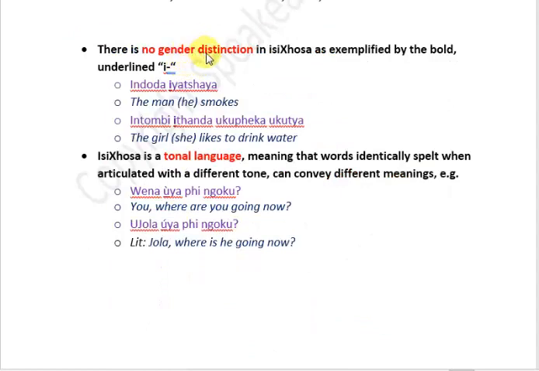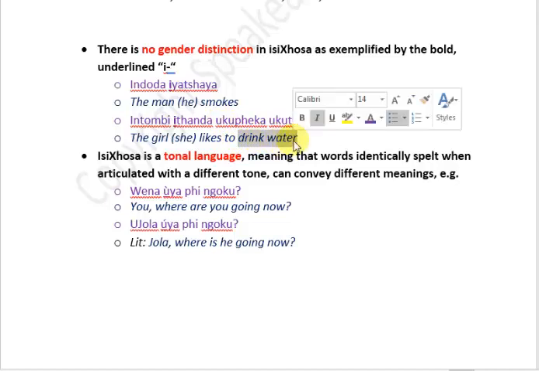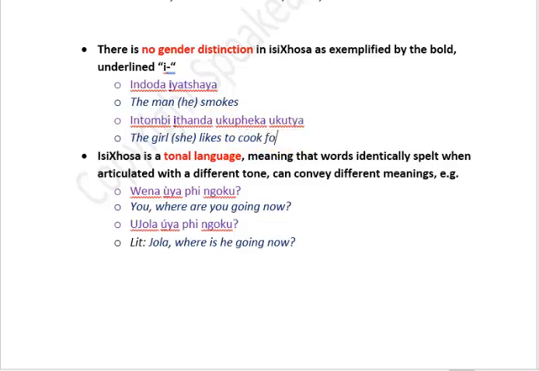Fourthly, there is no gender distinction in isiXhosa, as exemplified by the bold i in the following. Indoda iyatshaya, the man, he smokes. Intombi ithanda ukupheka ukutya. The girl, she likes to cook food. So there we have i referring to he as well as to she.